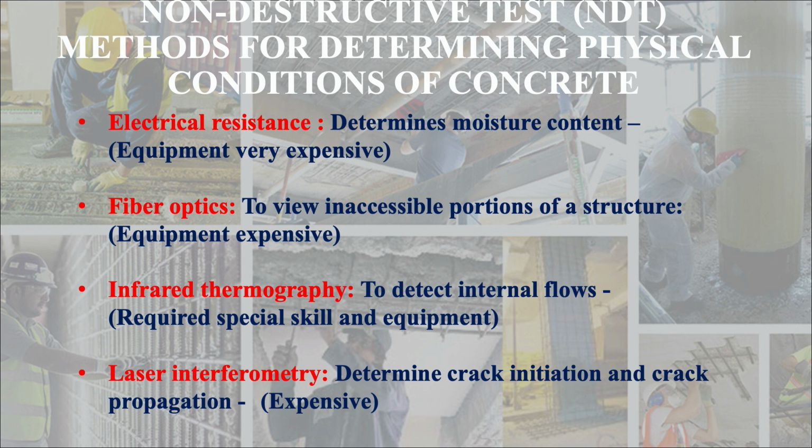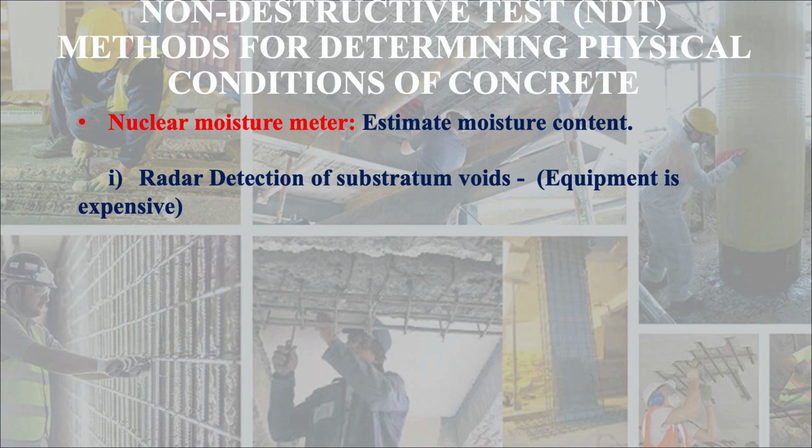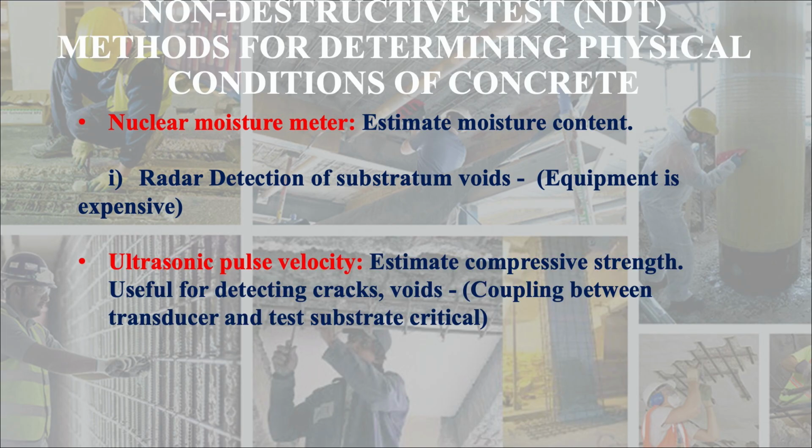Then another test is the nuclear moisture meter. This can be used to estimate moisture content. Then another test is radar detection of substratum voids. This equipment is also expensive. Then another method is ultrasonic pulse velocity. This estimates the compressive strength of the member.